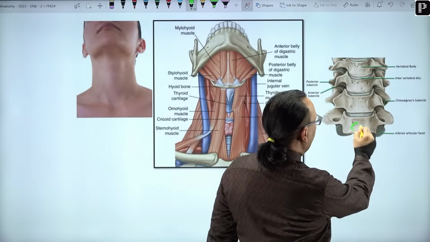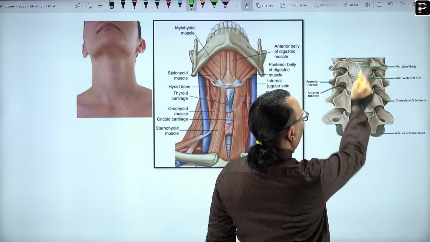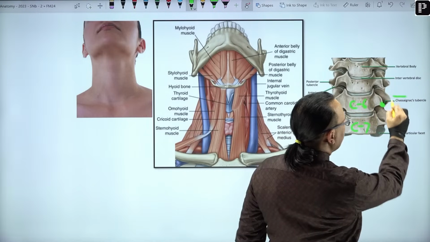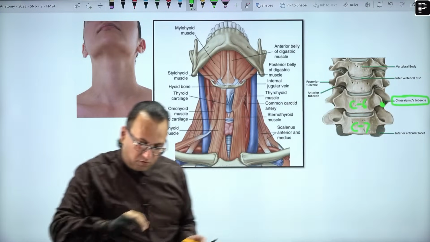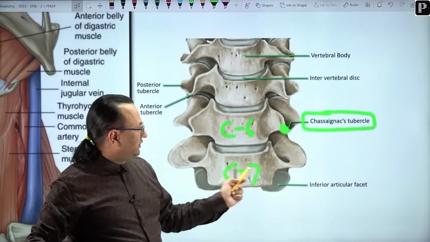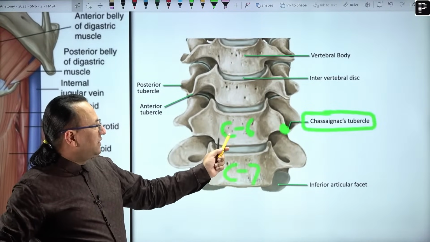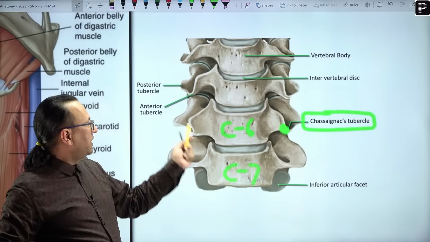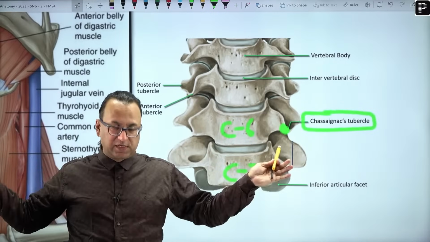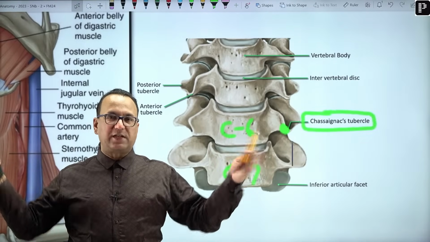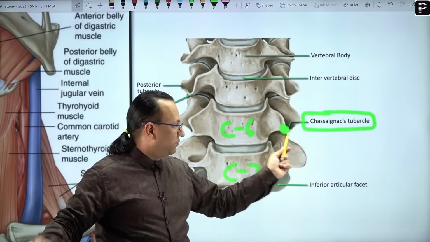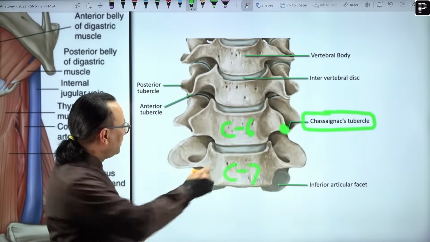This is C7 actually, C6, 5, 4 like that. On the C6 you see this is the Chassaignac's tubercle. Let me zoom a little bit more so that you can see the details. This is the C7, this is C6, and these cervical vertebra, they have anterior and posterior tubercle. As you can see, there is one anterior tubercle, one posterior tubercle on the transverse process. There is a body, there is a transverse process, anterior tubercle, posterior tubercle. The anterior tubercle of C6 is maybe on this side or maybe on this other side.